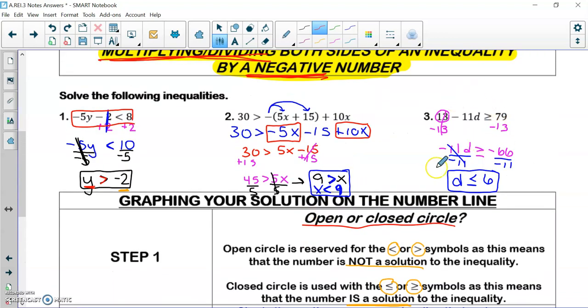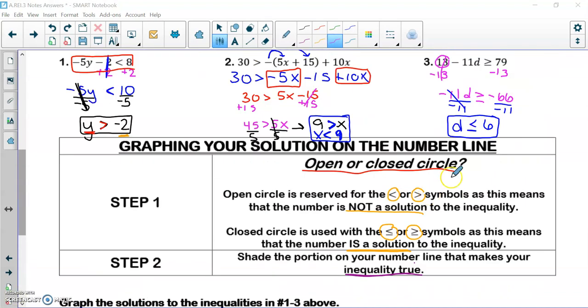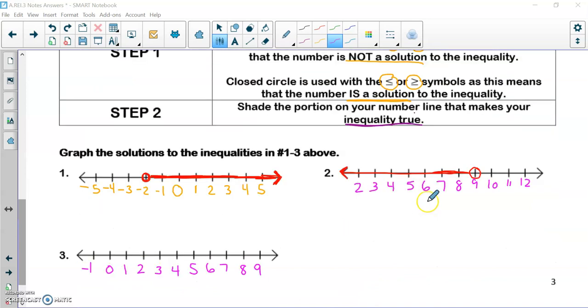And then lastly, we have 6 involved in my last inequality. So I'm going to create my number line right now. Since there's an equal to sign in my inequality, we're going to have a closed dot because 6 can be a solution. And it was d is less than or equal to 6, so we want to shade all the numbers less than 6 as well.